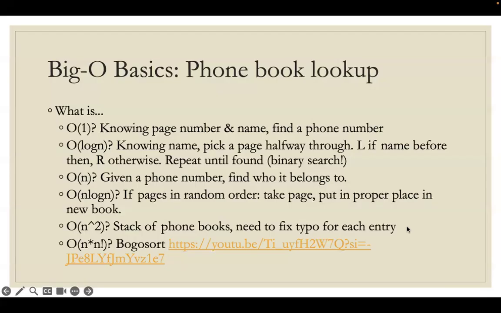For n squared, an example is, let's say we've got this stack of phone books, and let's say there's a typo in every person's name, and we have whiteout and we want to go and fix that. So for every phone book, we need to go through every name and fix their name. And so that's n squared.